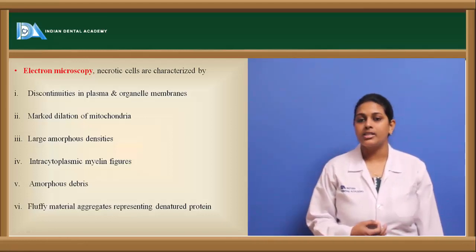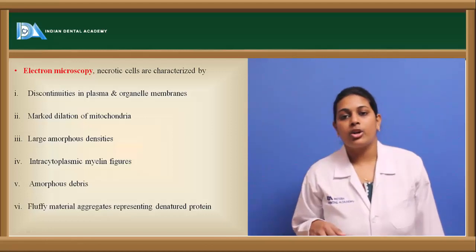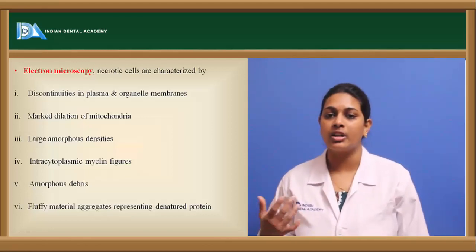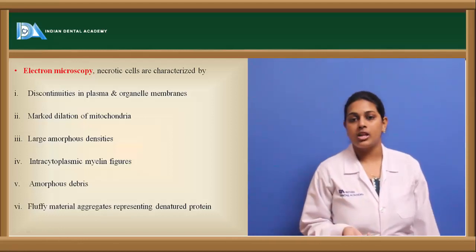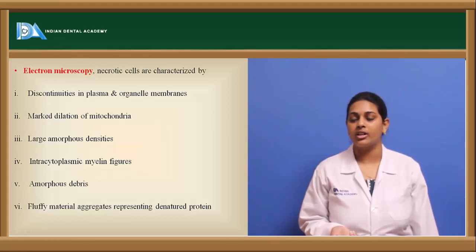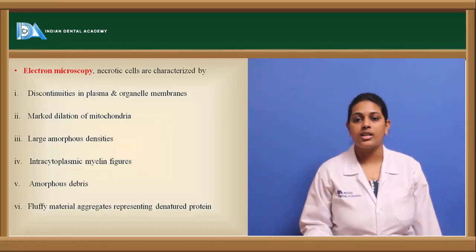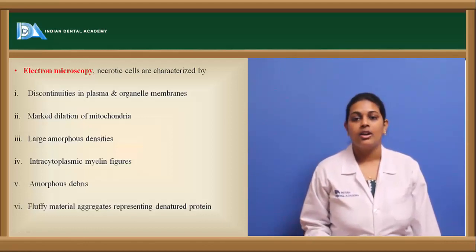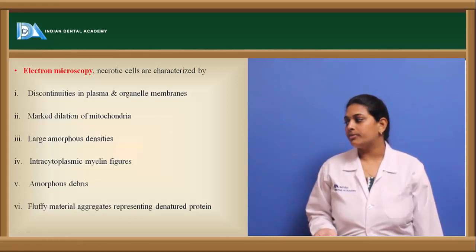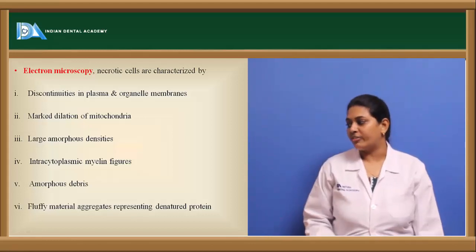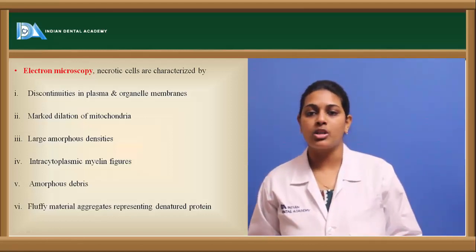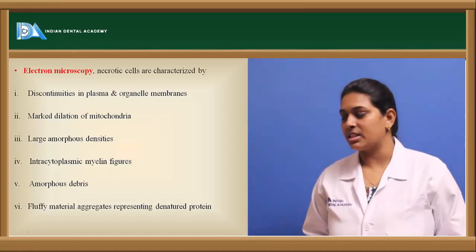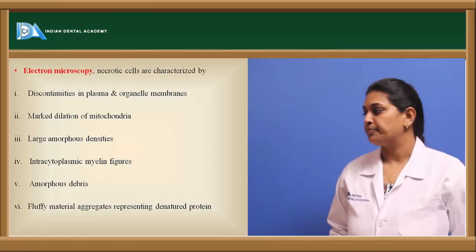And then there will be marked dilation of the mitochondria. That is, mitochondria start increasing in size because of the increased uptake of water, and there will be large amorphous densities, and also the presence of intracytoplasmic myelin figures, as already explained, and amorphous debris, that is, unwanted cellular debris, the leftovers of the enzymatic digestion process. Along with that, there will be fluffy material aggregates which represent the denatured proteins, that is, the proteins which have been broken down into smaller molecules. They are even present in the form of fluffy materials.